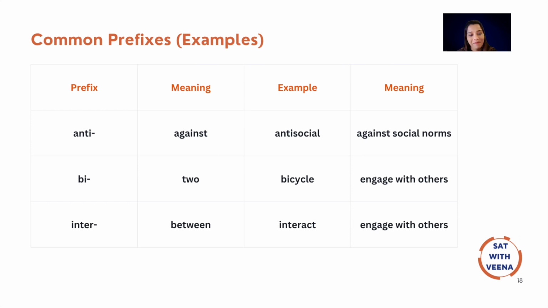Third prefix, inter, meaning between. The example here is interact, meaning to engage with people. Additional SAT words include interfere, to get between something and interrupt it, international, between nations, and intersect, lines crossing between one another. So this prefix often shows relationships or connections. Understanding prefixes gives you shortcuts. Even if the word looks difficult, the moment you recognize the prefix, you've already unlocked half the meaning.